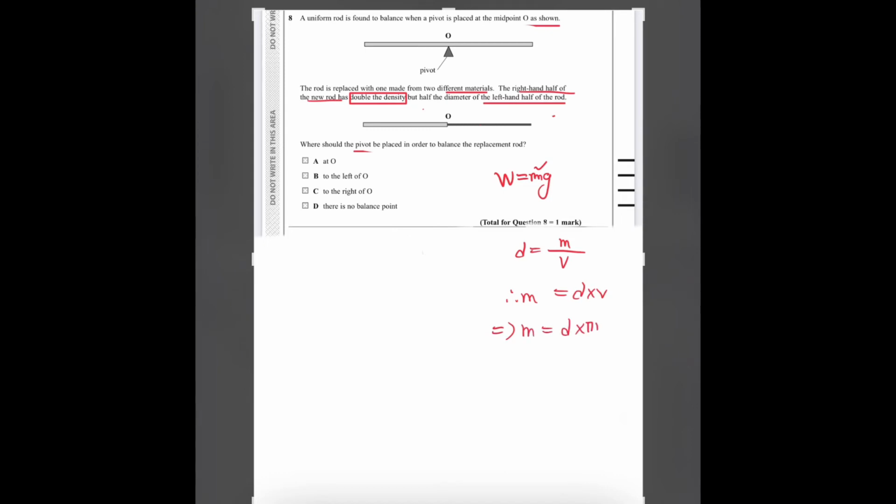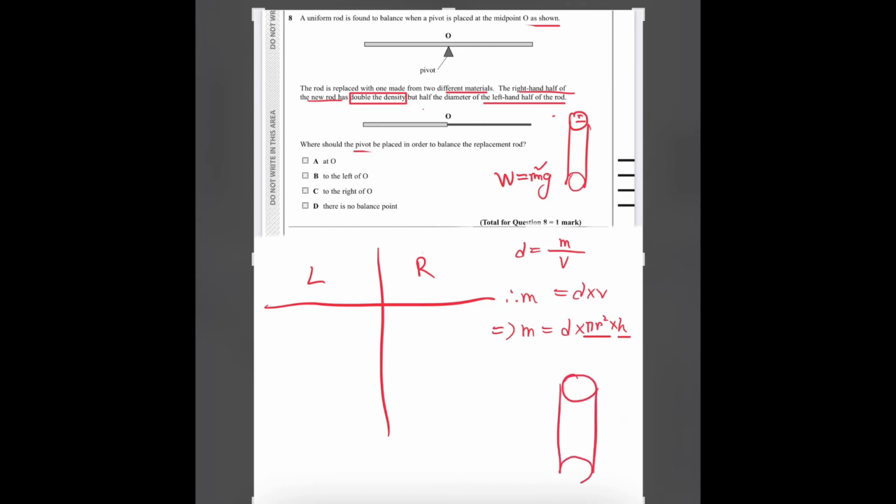The volume is the cross-sectional area into height. The cross-sectional area is pi r squared and the height is h, right? Since we have a cylinder, it has a cross-sectional area of pi r squared and height of h. So it is saying that the right hand side of the new rod has double the density but half the diameter of the left hand side of the rod. So the mass of the left hand side would be density into volume. Volume is pi r squared into h.